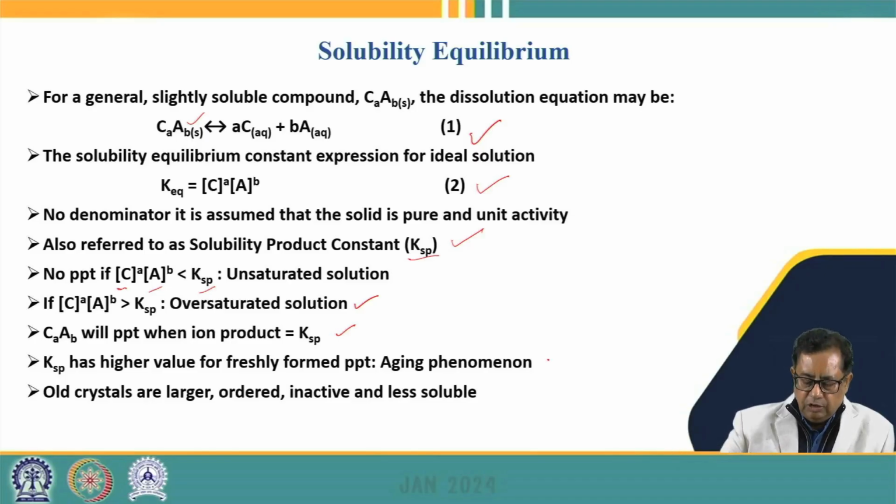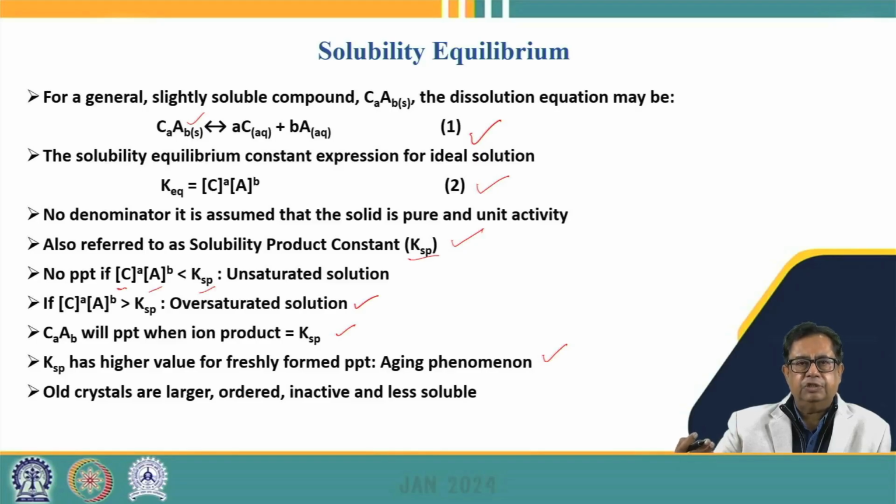So the KSP value is always higher for a freshly formed precipitate in comparison to old precipitates. This phenomenon is also known as the aging phenomenon. This happens because freshly formed precipitates may be more soluble than old precipitates, as old precipitates have crystals which are ordered, inactive, less soluble and larger in size. That's why old precipitates have lower KSP values in comparison to freshly formed precipitates.